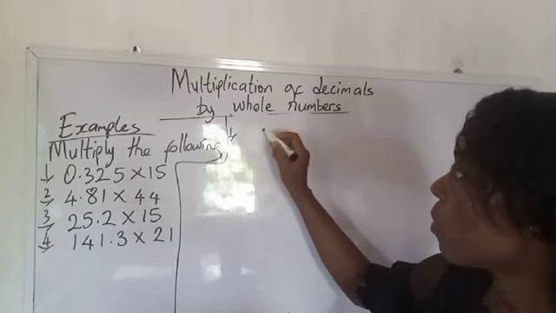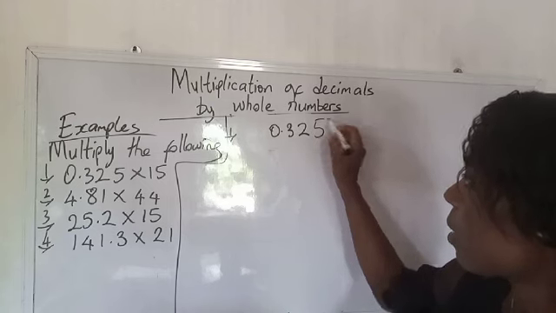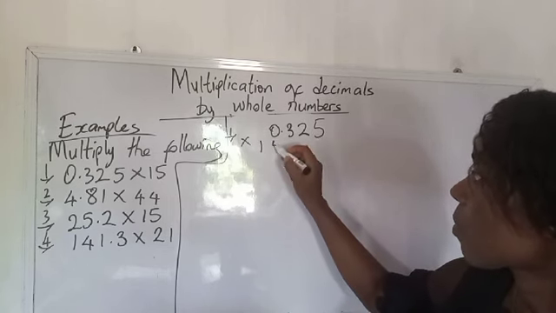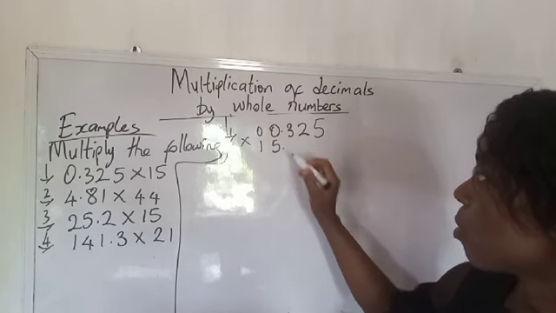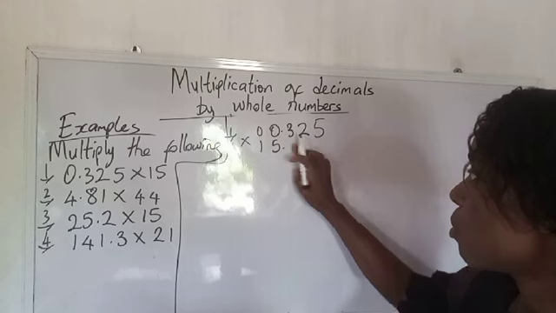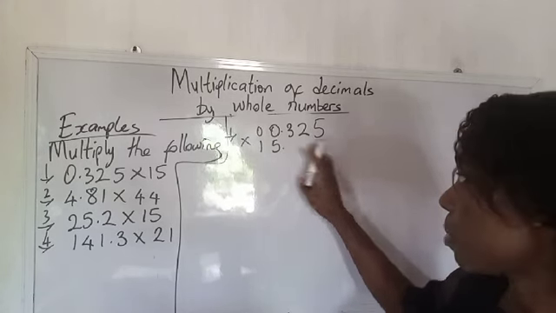For the first one, we have 0.325 times 15. There's no number here, so permit me to put a 0 point, and there are no numbers here. I could put zeros or just let them be blank.